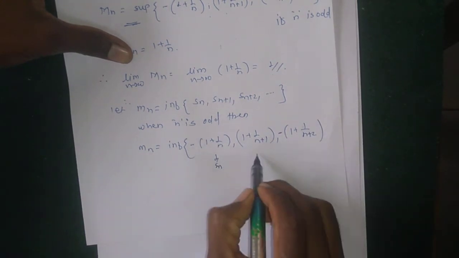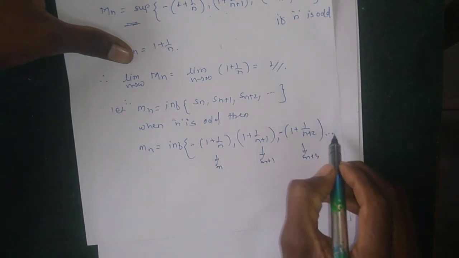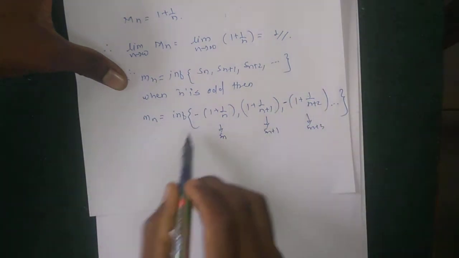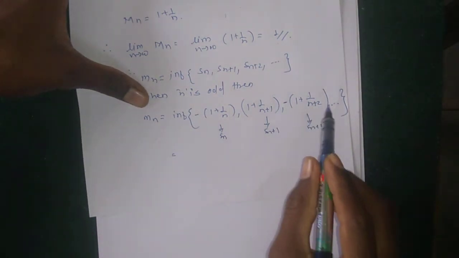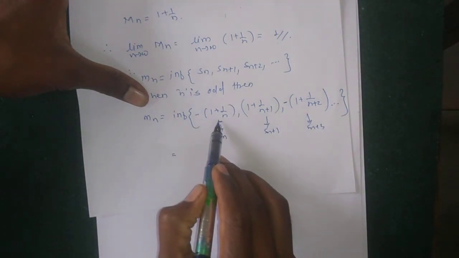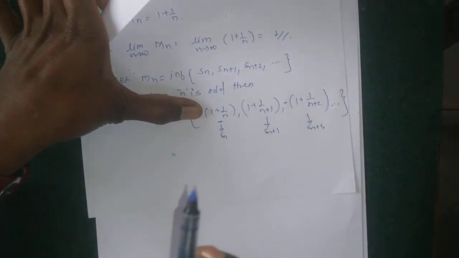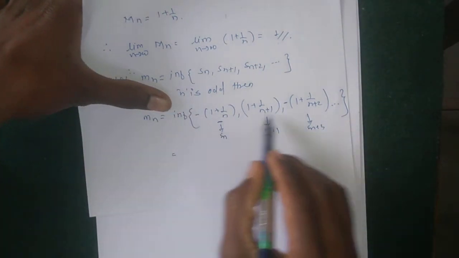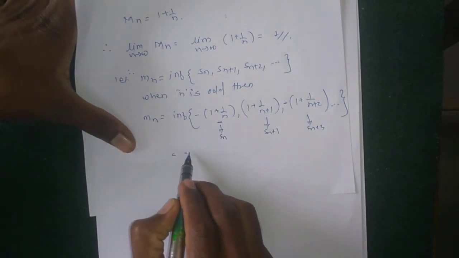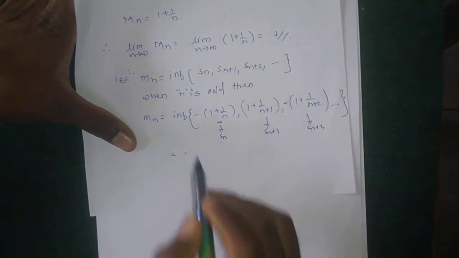This is Sn, this is Sn plus 1, this is Sn plus 2, and so on. In this way, the infimum of all these elements must be the very least value, because 1 plus 1 upon n is the greatest value and its negative is the smallest value in all these terms. So therefore Mn is minus 1 plus 1 upon n.